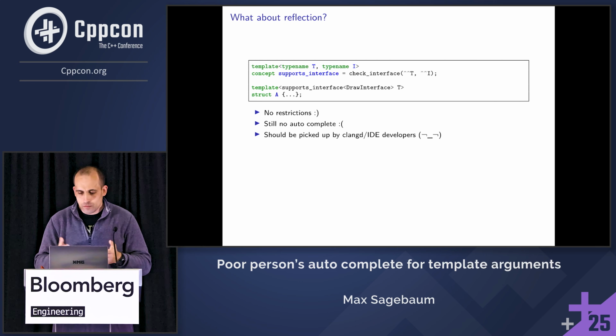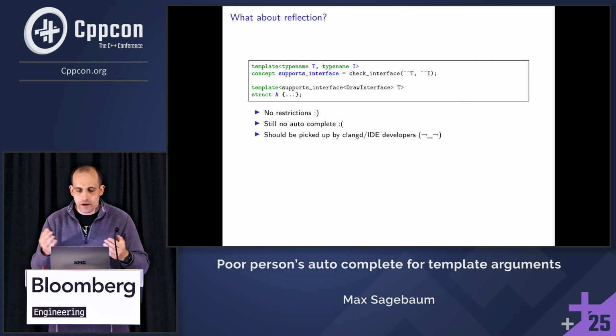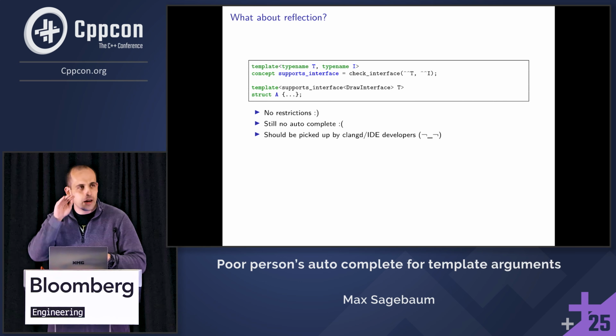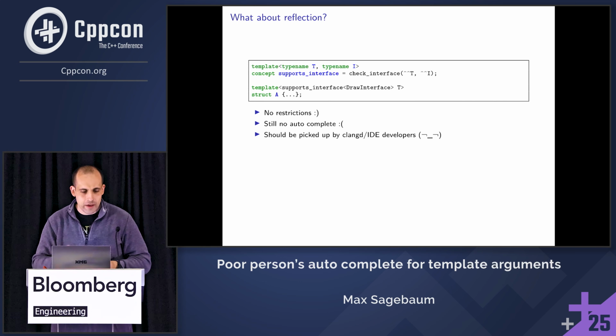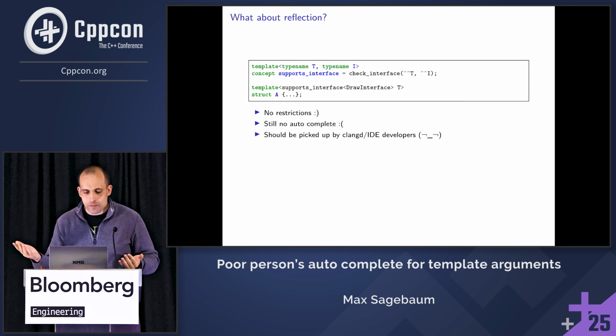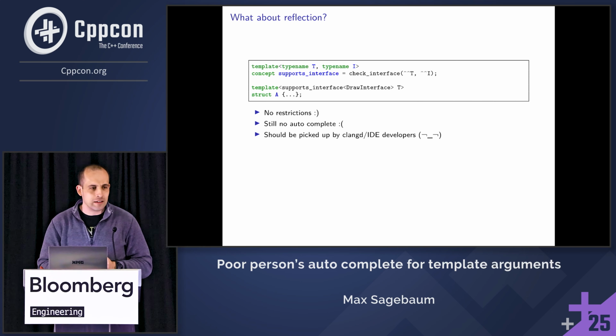What about reflection? We could reflect on this, have a supports interface concept, add the reflection types, the meta types in there, and then generate a reflection that says, okay, do you have all the methods? Then we have no restrictions. There's still no autocomplete. And that should probably be picked up by clangd or the IDE developers.